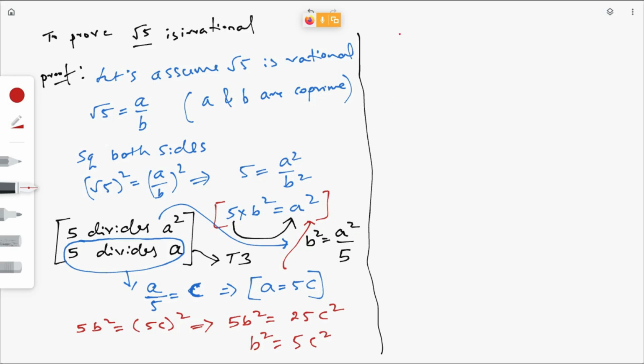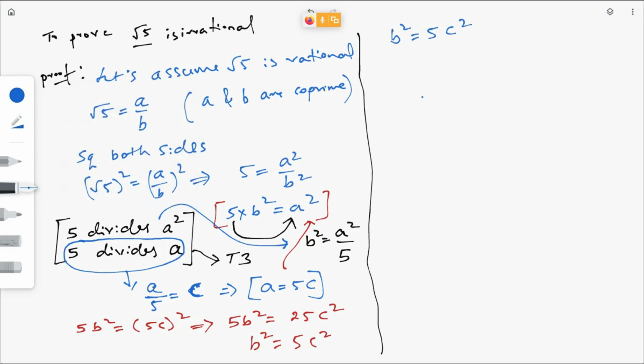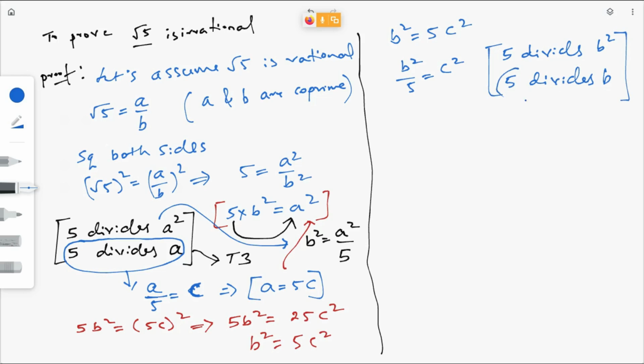So again, b square is equal to 5c square. B square divided by 5 is equal to c square. Okay, so 5 divides what? 5 divides b square. If 5 divides b square, then 5 divides what? B. If 5 divides b square, then definitely 5 will divide b. So again from this statement, 5 divides b.